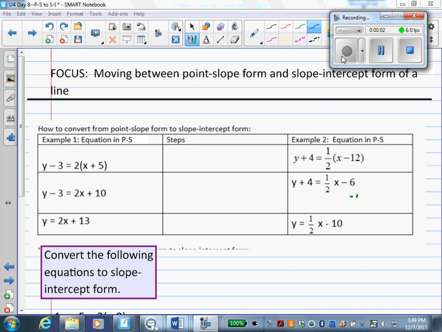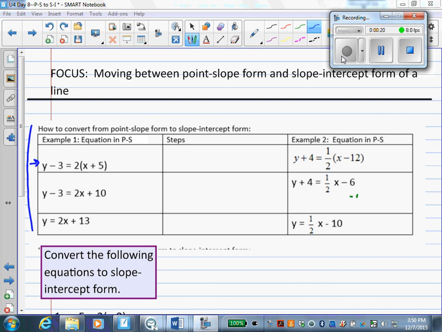All right, please have your notes open to this page. Our focus is moving between point-slope form and slope-intercept form of a line. And then you should have this little strip of paper taped into your notebook, so we're going to fill this in together. So we are given two examples of equations that are in point-slope form.